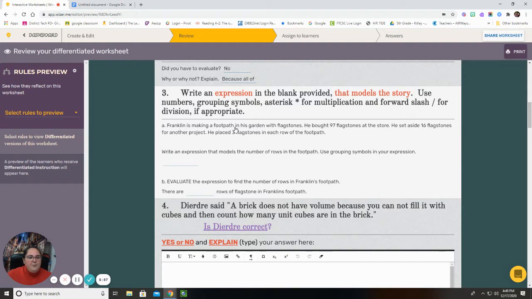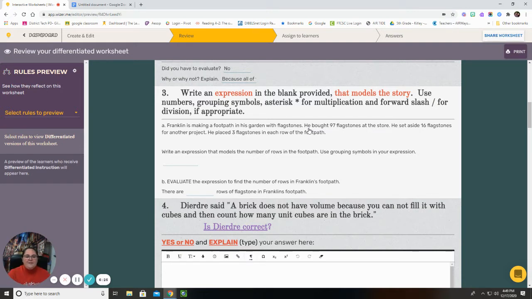Franklin is making a footpath in his garden with flagstones. Flagstones are basically big, large stones that you can put in different shapes. Sometimes they have different shapes embedded in them, and sometimes they're just big, flat pieces of rock. Not enough to really set furniture on, but like the pathway. It's like you step on it. It's like stepping stones. Okay?